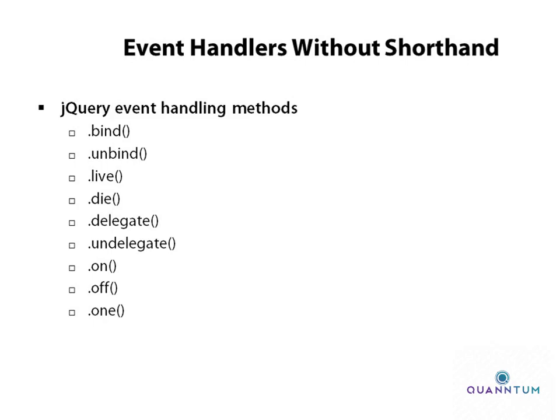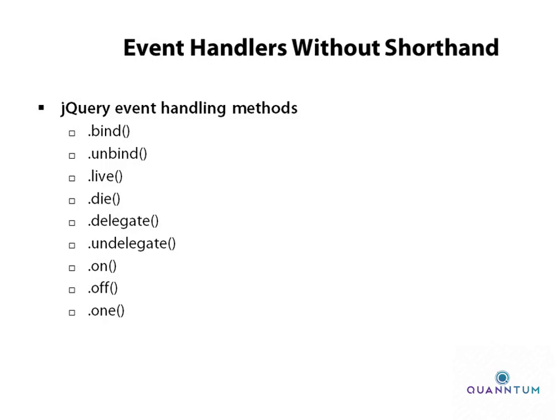Now that we've talked about bind, live, delegate, unbind, die, and undelegate, it's time to mention that these methods have been superseded by the on and off methods. The on method is used instead of bind, live, and delegate. The off method is used instead of unbind, die, and undelegate. Behind the scenes, jQuery ultimately calls the on method whenever bind, live, or delegate is used. Likewise, it ultimately calls the off method when unbind, die, or undelegate is used. At some point in the future, support for bind and live will probably be dropped to keep the library as small as possible. We'll use on and off in our examples.